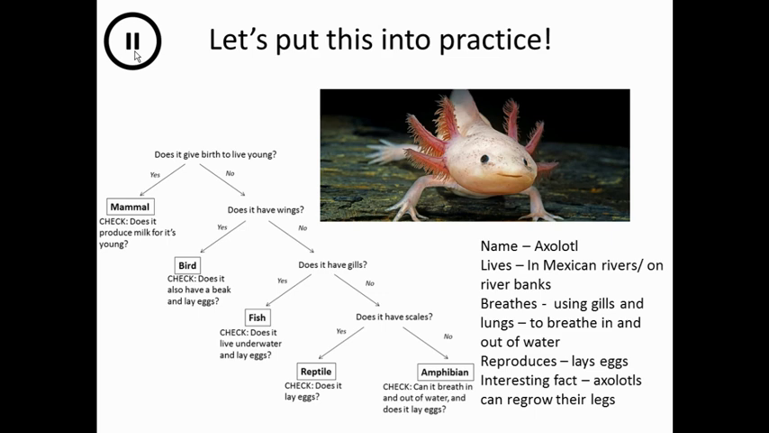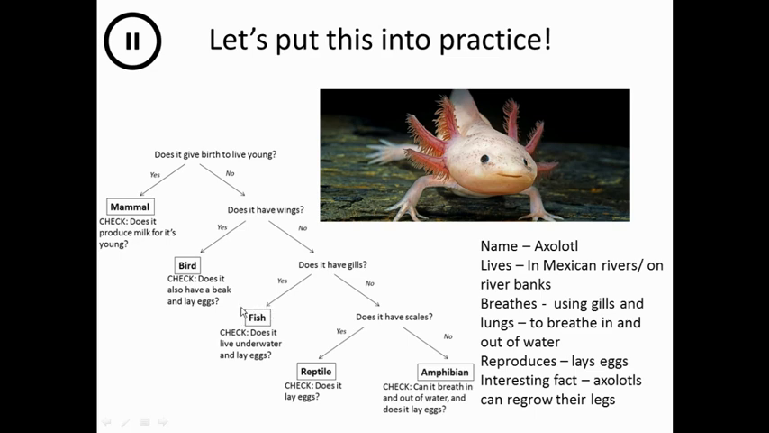Okay, so let's have a quick check. Does it give birth to live young? Well, it says here that it lays eggs, so that's going to be no. You can see from the picture it doesn't have wings. Does it have gills? Well, it says here it has gills and lungs.